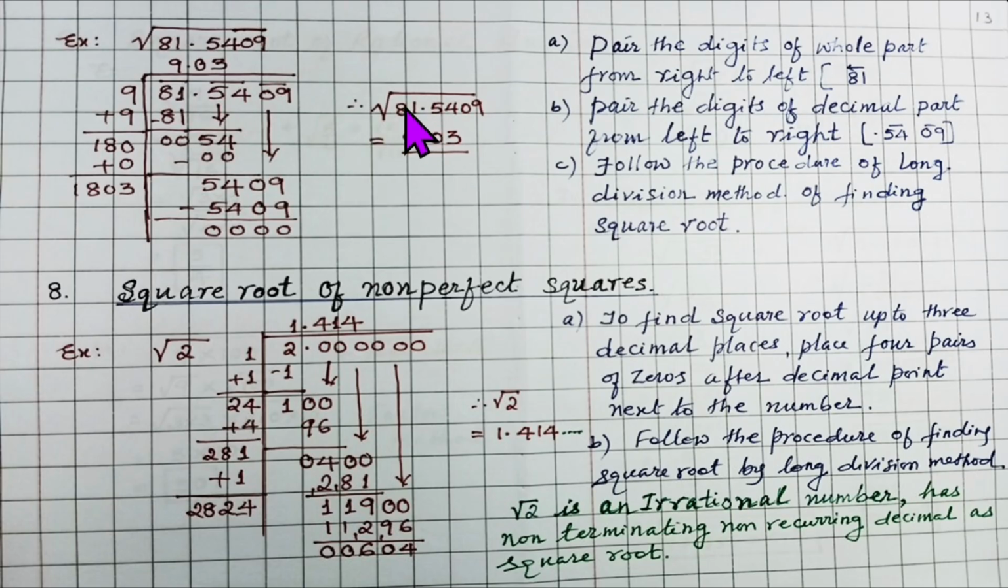And a very interesting thing is, if there is one pair in the whole part there is only a single digit in the square root. If there are 4 digits in the decimal part there are 2 digits in the square root. So this is a very interesting way of understanding that the answer is correct.